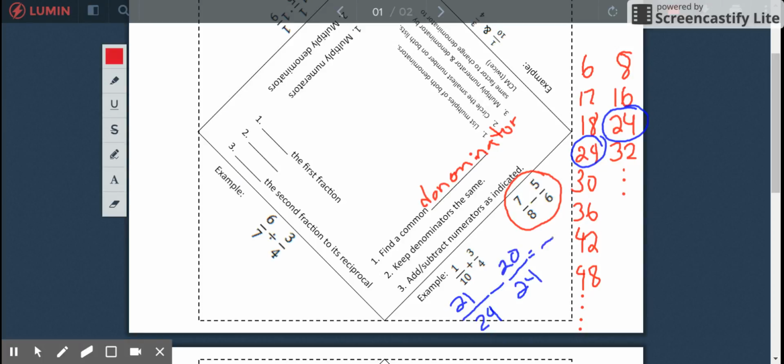Step 2 reminds me to keep my same denominator. So 24 is what my new denominator is. And my numerator is 21 minus 20, or 1. So I get 1/24.